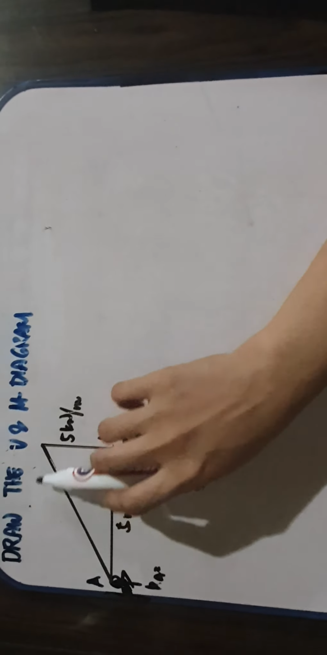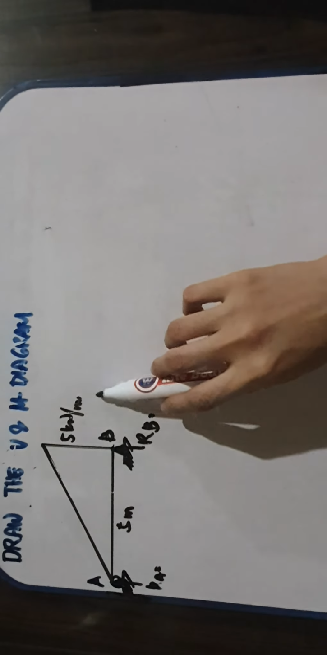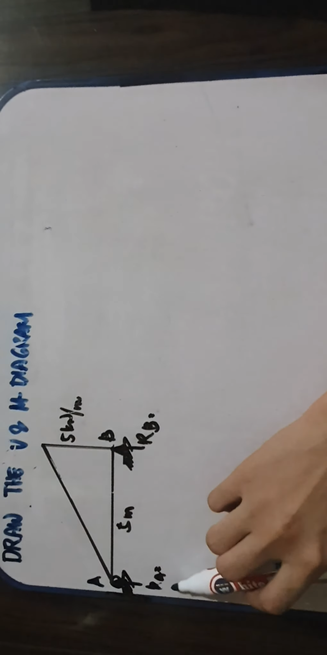Okay, good day. So we have to draw the shear and moment diagram for this triangular load. We have 5 kilonewton per meter over a 5 meter distance. So we have to know the reactions RA and RB. So this is the resultant.